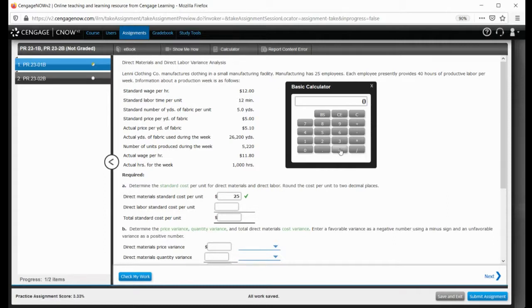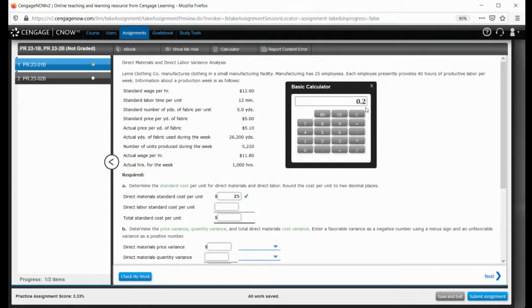So what we're going to do is take our 12 minutes and divide that 12 minutes by 60 minutes in an hour. That will give us 0.2 parts of an hour that it's going to take to produce 1 unit. So 20% of an hour is what it's going to take to produce 1 unit. Again, I got the 20% by taking 12 minutes and dividing it by 60 minutes in an hour. We're converting it to parts of an hour.